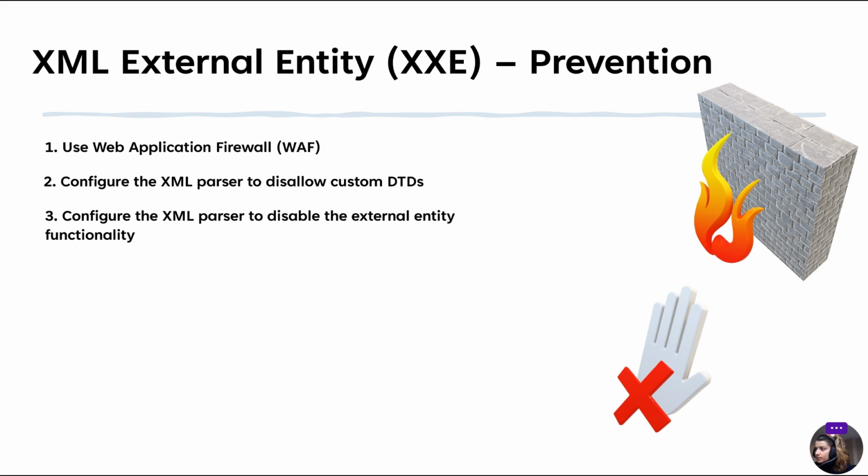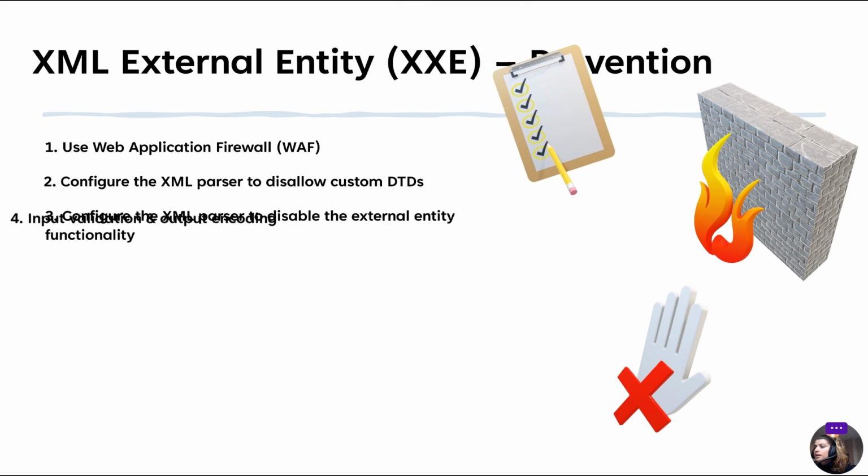External DTDs are meant for use by trustworthy parties, but threat actors often exploit this legacy feature to attack web applications. You can disable DTD to prevent XXE attacks. However, if you cannot disable this, you can still mitigate this risk by disabling the external entity functionality. This will ensure that the parser doesn't automatically resolve external references when processing input.